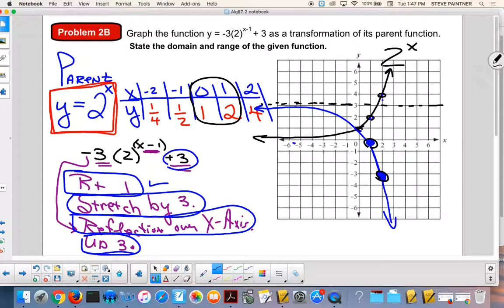Okay. What's the domain? What x values get answers? All of them. You sure? Did 5 get an answer? Look down.